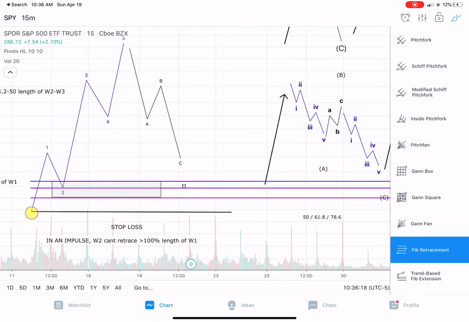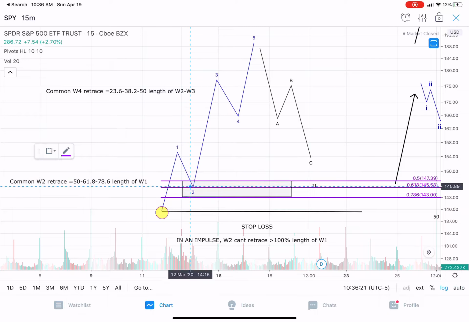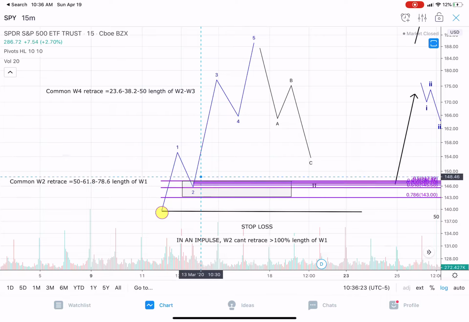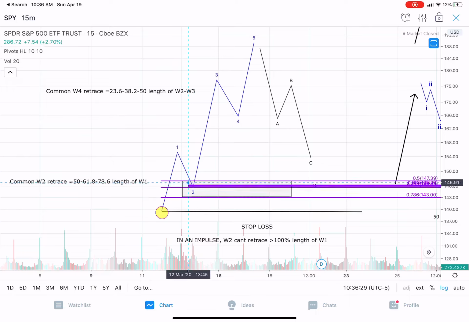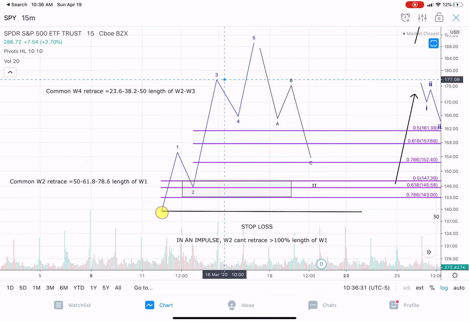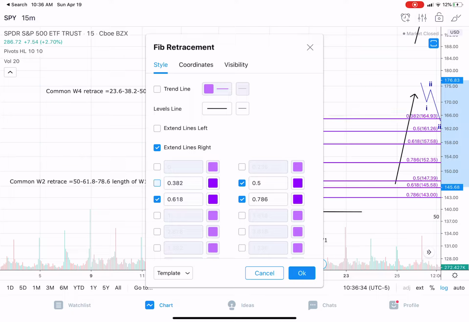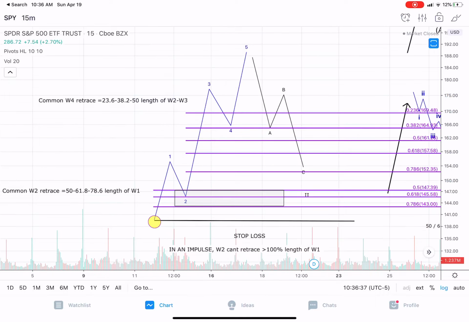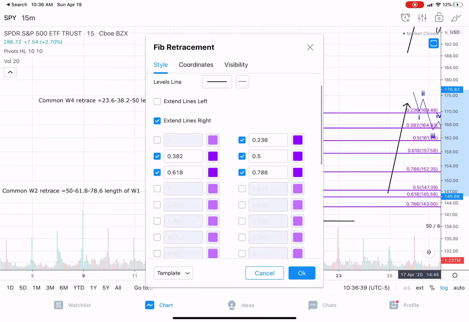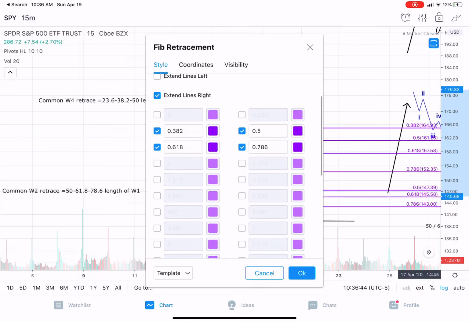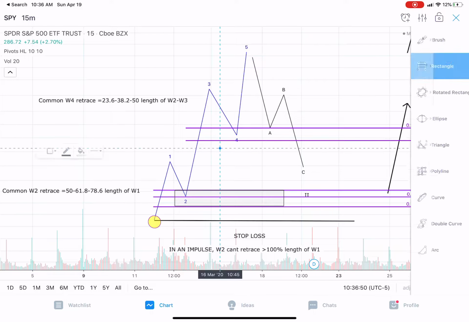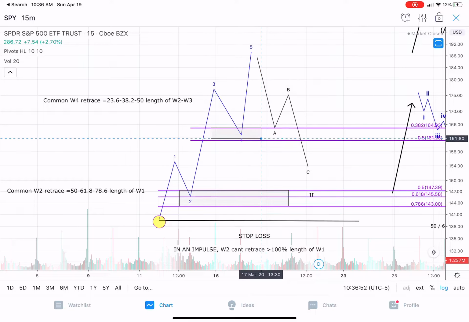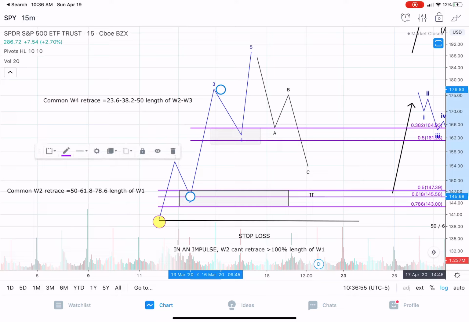Following that, you have your wave 4 retracement. So you have your wave 2 to 3. What I do to measure a wave 4 pullback is I take the low of wave 2 and I measure it to the high of wave 3. Like that. And a common retracement for a wave 4 move is anywhere from 38.2% to 50% the length of wave 2 to 3.